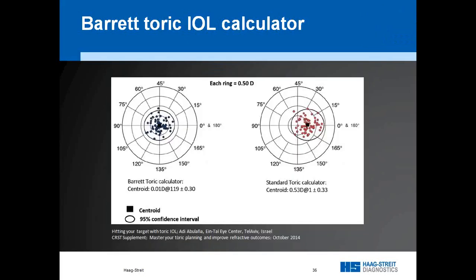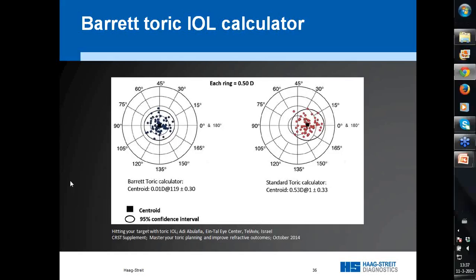And that's why I would like to show you some independent data from the Angtal Eye Center in Tel Aviv by Adi Abulafaya. And he basically did the same thing. He plotted the centroid of the Barrett toric calculator against the standard calculator. Here he did it on the SN6AT from Alcon. And what we see here is that his data basically matches what I just showed you in the different slides. We have a centroid of about 0.5 diopters for the standard calculator, and for Barrett the result is nailed spot on.